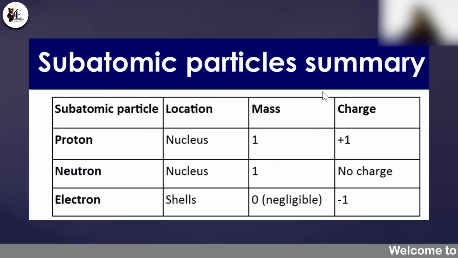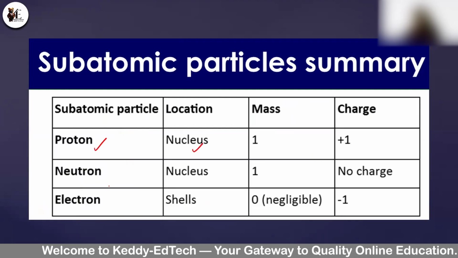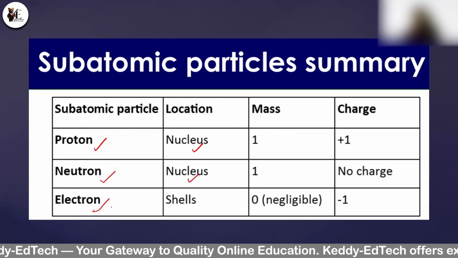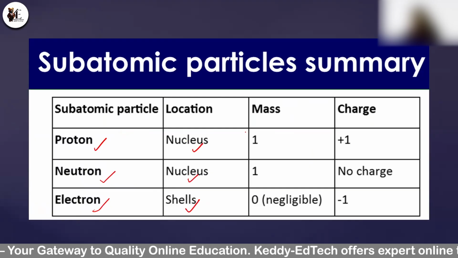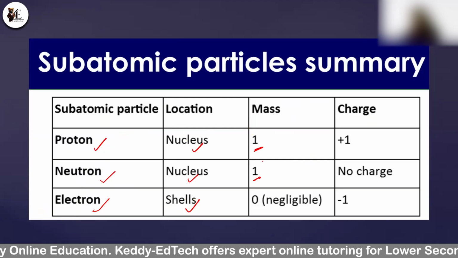Good going. So as I told you, these are my subatomic particle summary, which you have to remember: their location, their mass, and their charges. So proton, where is it located? Inside the nucleus. Neutron, where is it located? Inside the nucleus. And electrons, where are they located? In the shells.